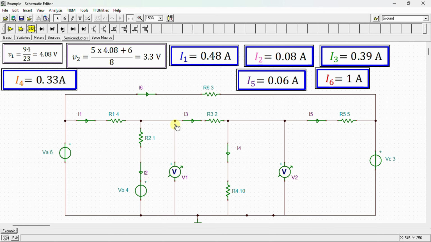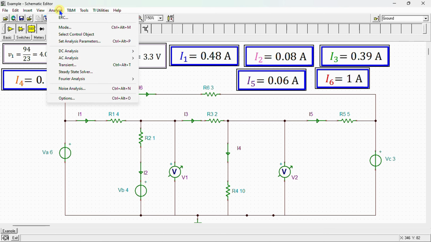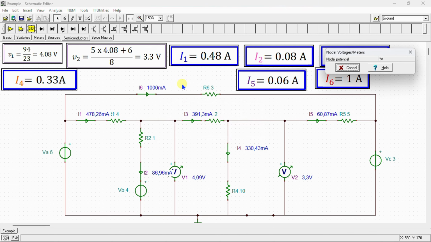I connect here a voltmeter to measure the node voltage V1, and here a voltmeter to measure the node voltage V2, and here I put ampermeter 1, 2, 3, 4, 5, and 6 in order to measure the currents I1, 2 through I6. Let's move on now to analysis. This analysis, calculate nodal voltages.